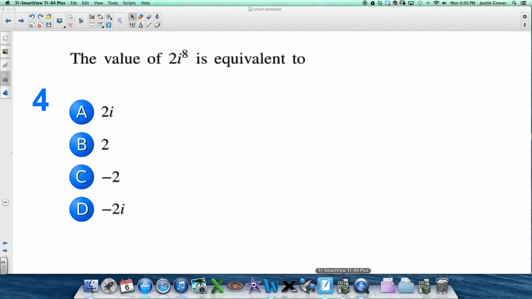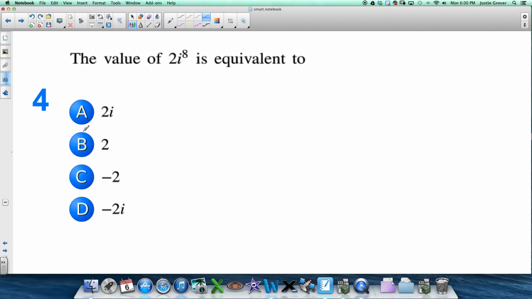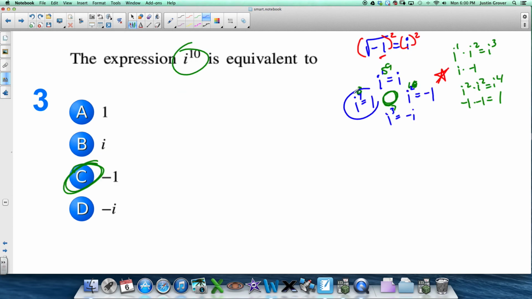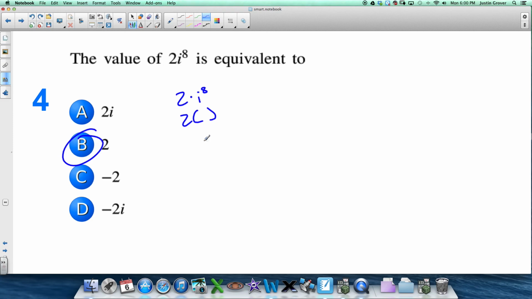If it ever doesn't work, the final option you have is to do it in pieces. Remember that this is 2 times i to the 8th, and so I could just figure out what i to the 8th is, and it's a power of 4, so I know it's going to be the same thing as i to the 4th, because this goes around in powers of 4. So all the powers of 4 are 1. And so that's just 2 times 1, and that's 2. But again, the calculator will do the work for you, but it's good to know the background. All right, that's where we're going to stop it.